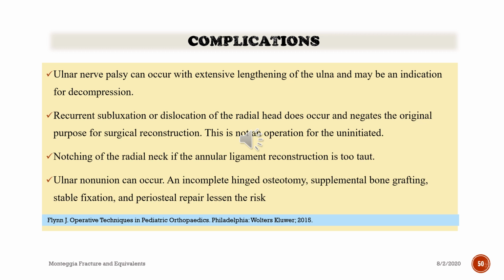Complications. Ulnar nerve palsy can occur with extensive lengthening of the ulna and may be an indication for decompression. Recurrent subluxation or dislocation of the radial head does occur and negates the original purpose for surgical reconstruction. This is not an operation for the uninitiated. Notching of the radial neck if the annular ligament reconstruction is too taut. Ulnar nonunion can occur. An incomplete hinged osteotomy, supplemental bone grafting, stable fixation, and periosteal repair lessen the risk.